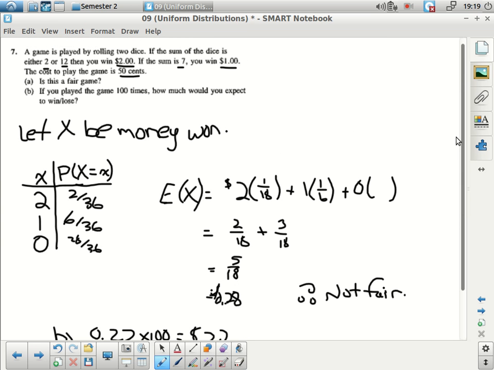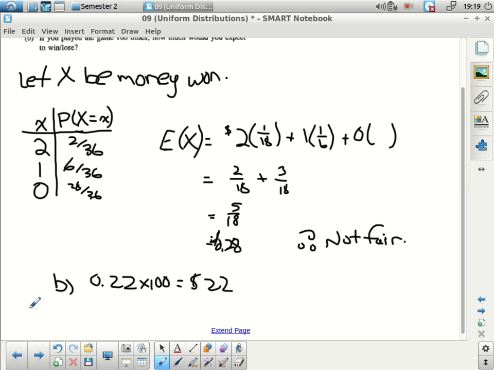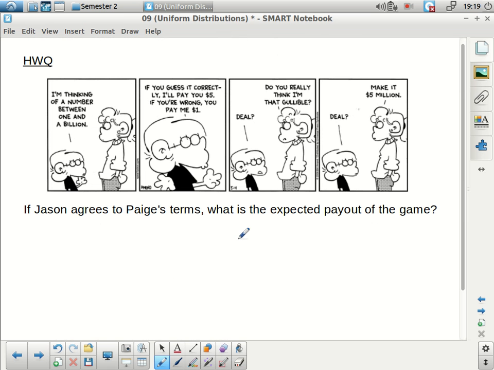Okay, so that's your quick review of probability distributions, which is going to lead us into our homework quiz, which is based on this comic strip. I don't know how well this is going to turn out in the video, so I'm just going to read this.